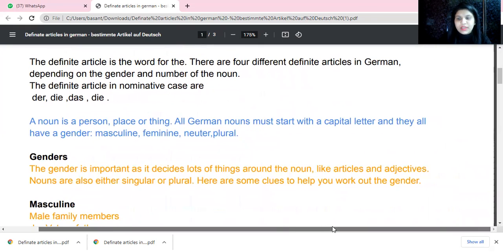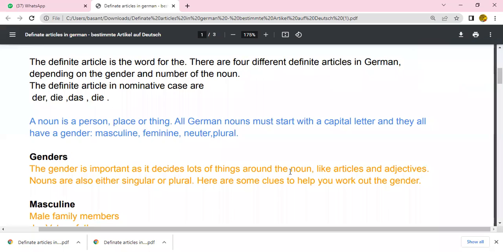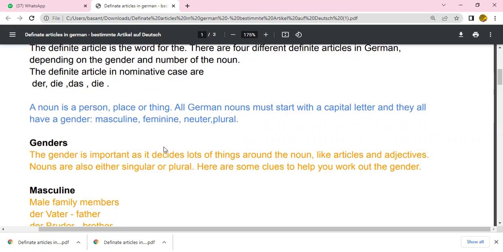So as I was saying, a noun is a person, a place or a thing. We all know this, same in English. All nouns in German must start with a capital letter. In English, all nouns are not starting with a capital letter. And they all have a gender. Four genders are there, I already told you. Genders are masculine, feminine, neutral, and plural.